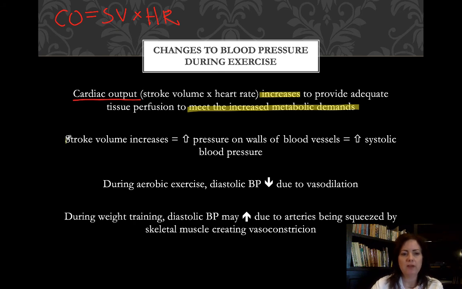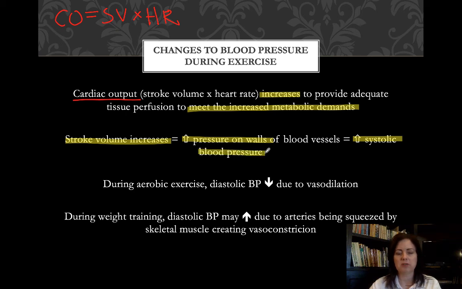We do have an increase in stroke volume. So we have increased venous return going back up to the heart. All those muscles pumping is going to increase venous return, which is going to then increase stroke volume. So that increases pressure on the walls of the blood vessel, pushing out, and we know that that's going to increase systolic blood pressure as well. Okay, so that's going to be an increase in hydrostatic pressure, which results in an increase in systolic blood pressure.